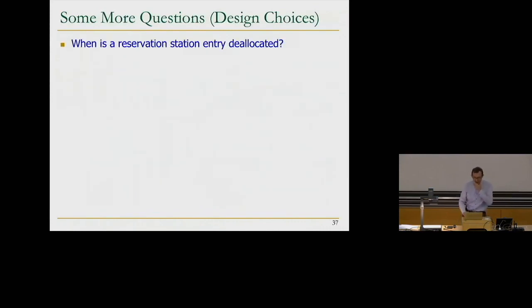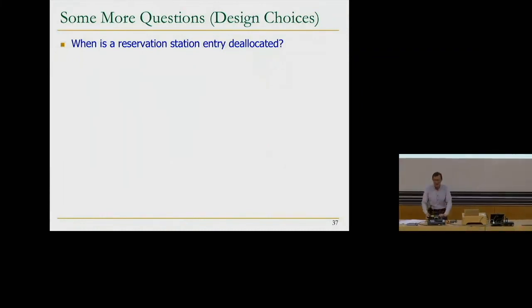There are a bunch of other questions over here which I'm not going to fully answer because there are a lot of design choices that you make in an out-of-order machine. And that's actually what makes this design extremely exciting, right? When do you deallocate a reservation station, for example? Do you deallocate it right after execution? That's probably a good idea because you don't really need to hold on to reservation stations after you're done with them, right? But different machines make different choices, actually.